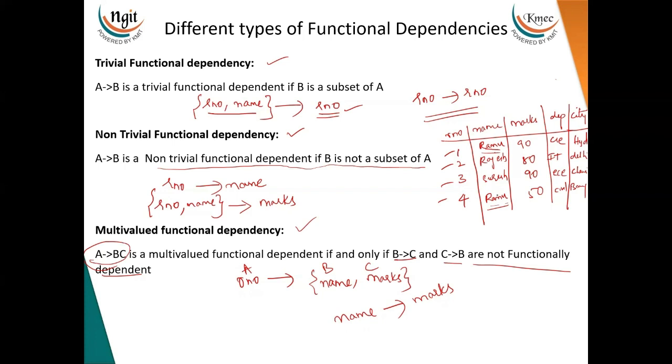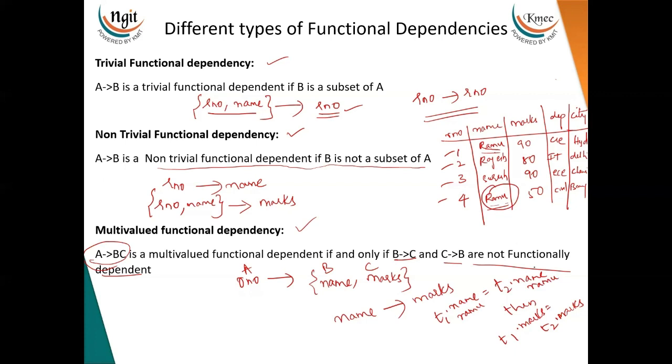Here, Ramu and Ramu, we can find the same names, yes or no? So how do you check whether they are functionally dependent or not? If T1.name is equal to T2.name, then there should exist T1.marks equal to T2.marks. For T1.name, you can consider any random tuples. In this example, I'm considering the first tuple and the fourth tuple. Here T1.name is Ramu, and under the fourth tuple we have the same name, Ramu, right?